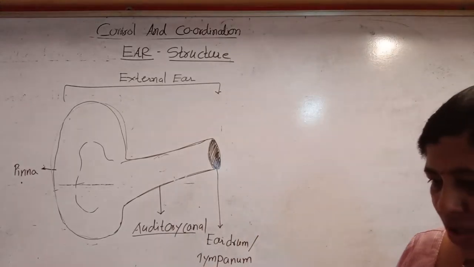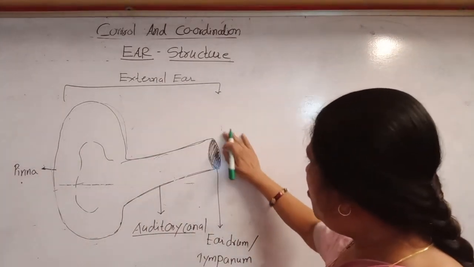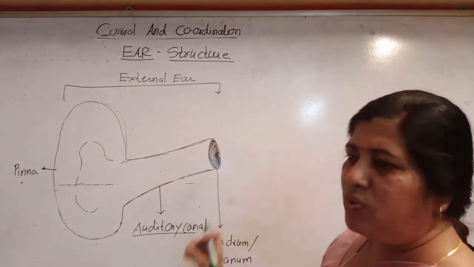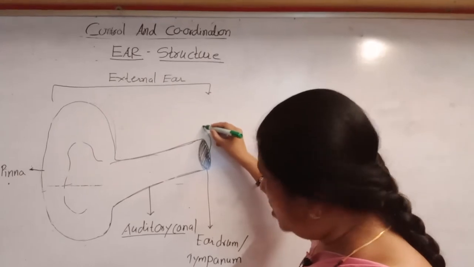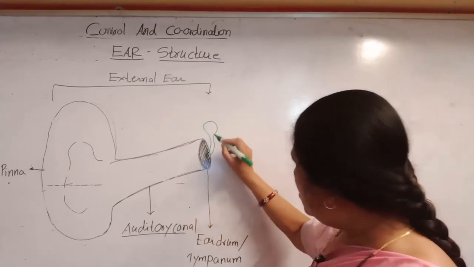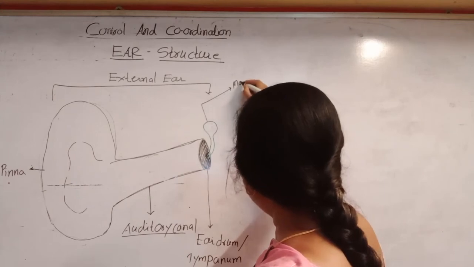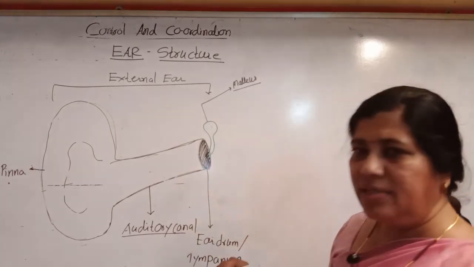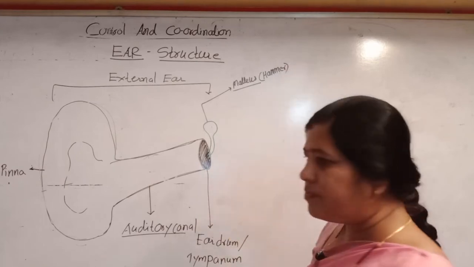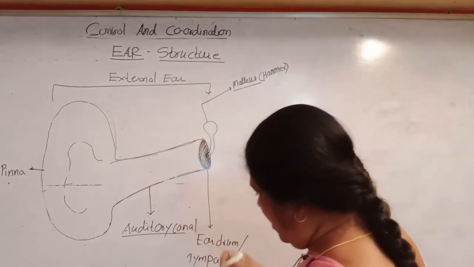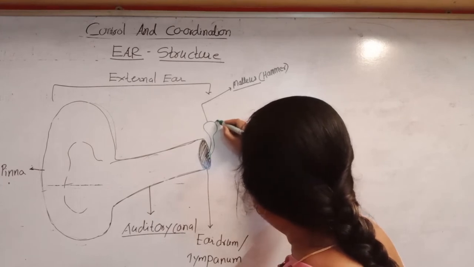And the next part of the ear is the middle ear. The middle ear is an air filled cavity. It consists of three bones, and these three bones are called ear ossicles. So see, this is the malleus. Malleus is also called the hammer. And this malleus gets attached to another bone, that is the incus. So this is the incus.